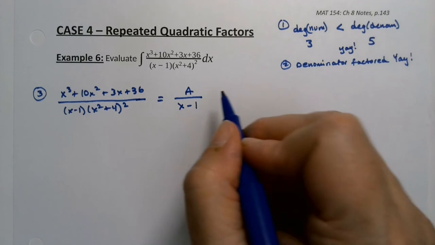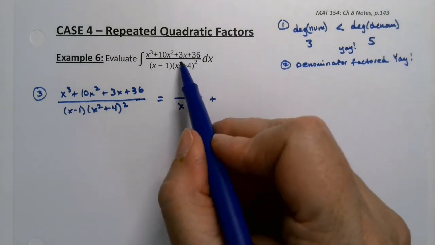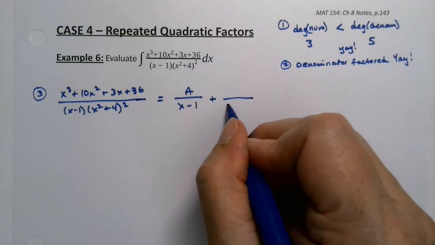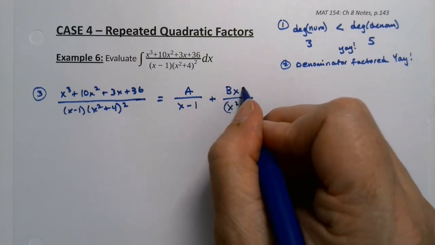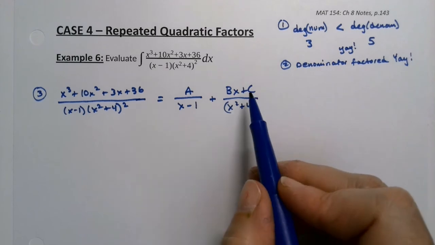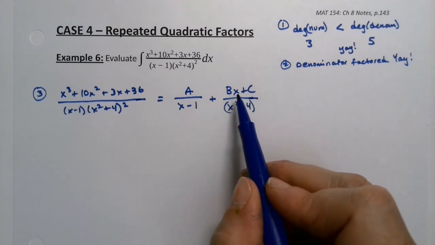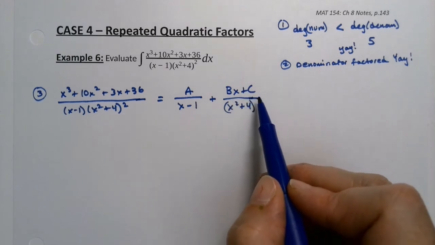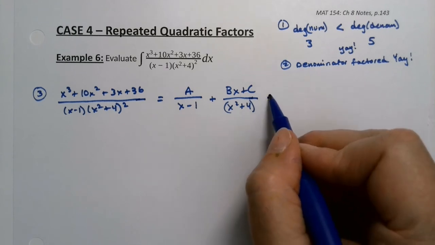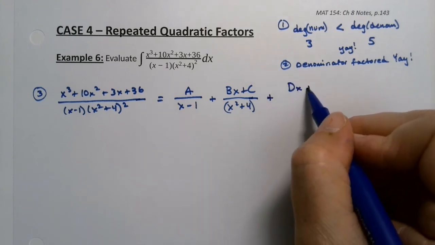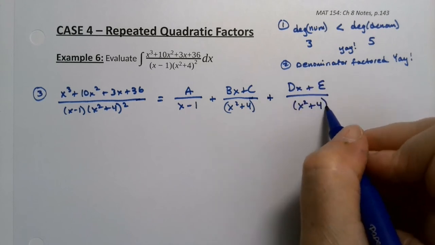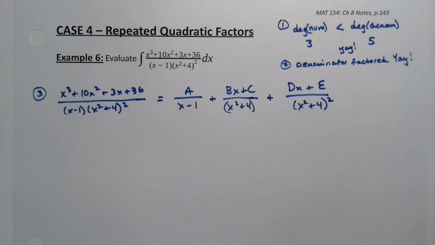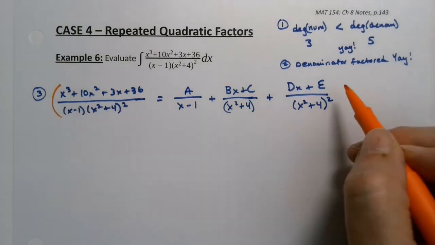No problem. Plus, now I'm going to take x squared plus 4, like this, and I'm going to use Bx plus C. Now, the book has it written B1x plus C1 and then B2x plus C2, but I'm going to just write Dx plus E. I feel like working with capital letters. I think that'll be easier than trying to work with a whole bunch of subscripts.